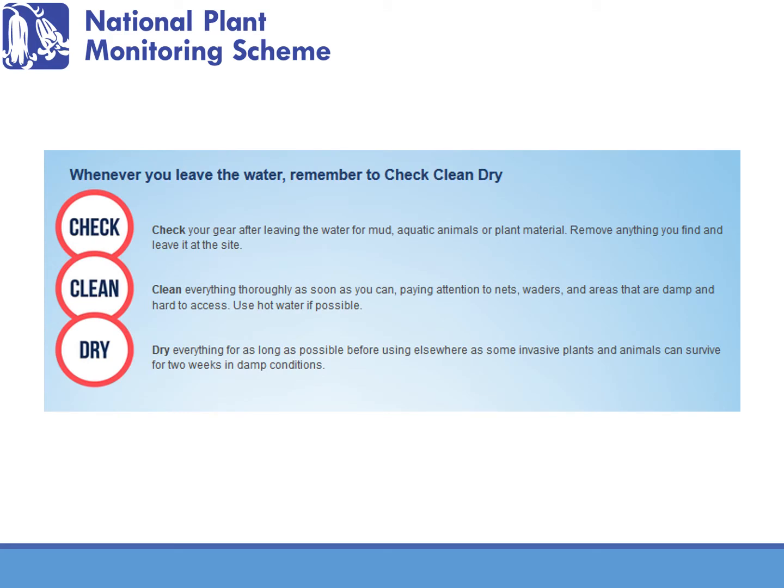The final thing I wanted to remind you of before we turn to look at the species themselves is the need to make sure that you don't inadvertently transfer plant material between different freshwater sites. Invasive species are one of the biggest threats to biodiversity, and there are a number of non-native invasive species that are currently causing harm to our water bodies here in Britain. These include species of invertebrate as well as plant species.